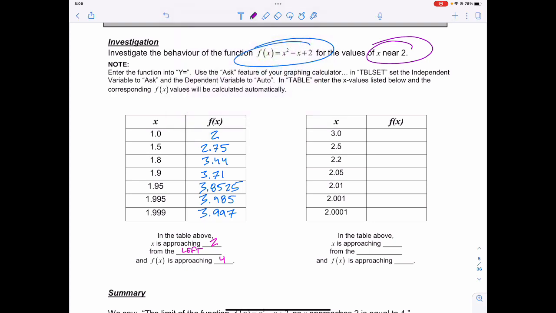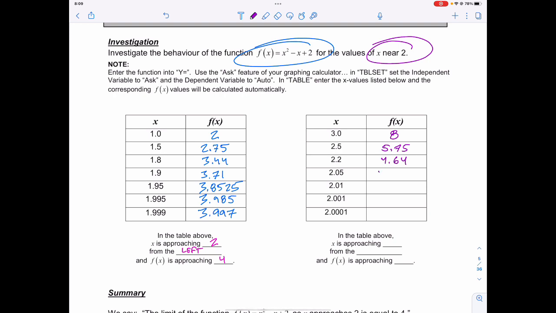What about if we approach from the right? So start above, and we're going to start with 3. We're going to use the same logic. We're going to plug in for the ask so that we can calculate on our calculators. Everything should already be set up. And then when I start with 3, I get 8. At 2.5, I get 5.75. At 2.2, I get 4.64.